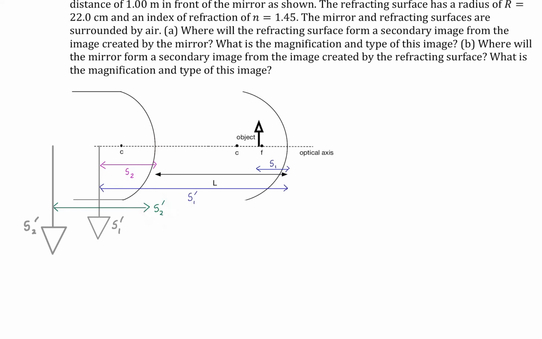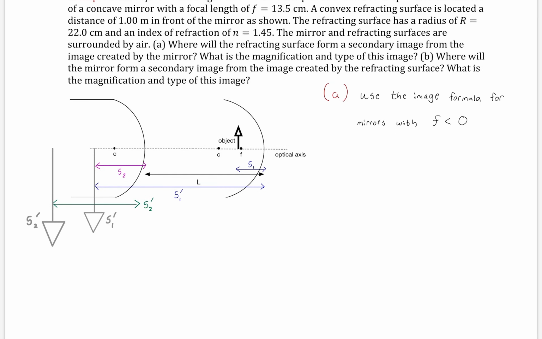You can see that the first image that's formed is a real inverted image, and then the secondary image that's formed is a virtual inverted image, okay? All right, let's see how that works out. So we're going to use the image formula for mirrors with a focal length less than 0, all right? Because here we have a concave mirror. So we're going to set this up and go ahead and plug in our values.